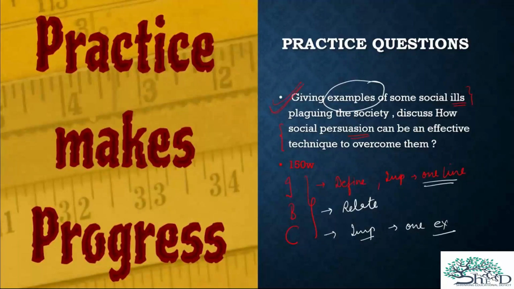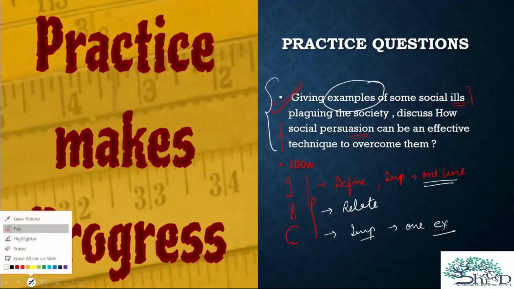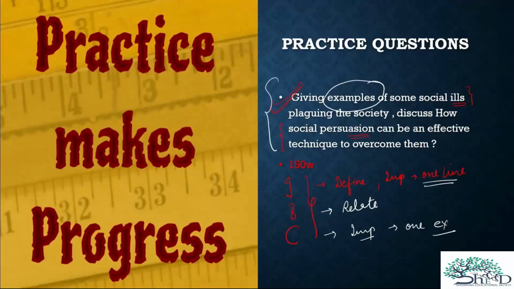So before starting, let us divide the question into keywords. The first keyword can be social ills. Then obviously social persuasion.